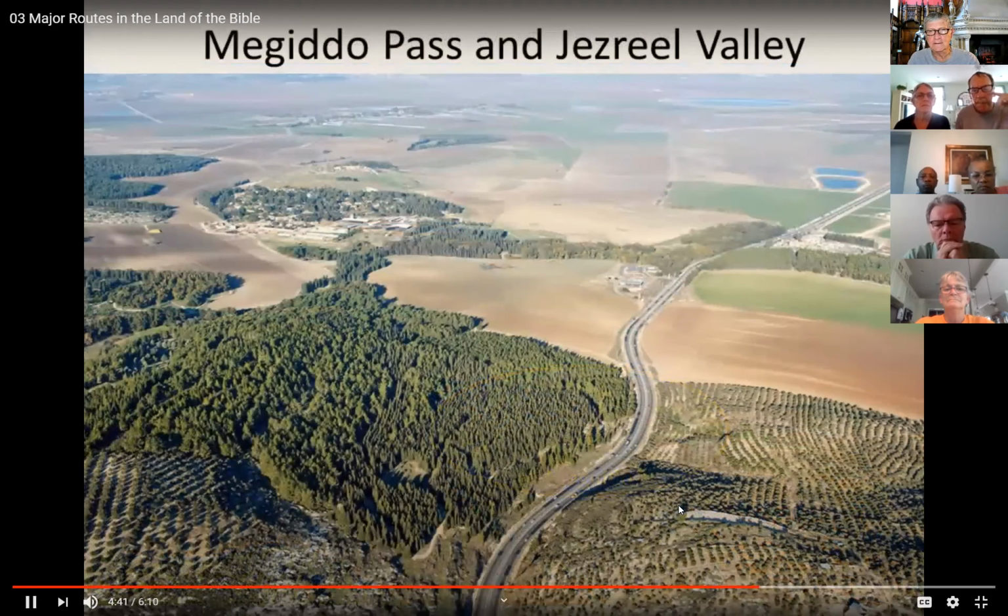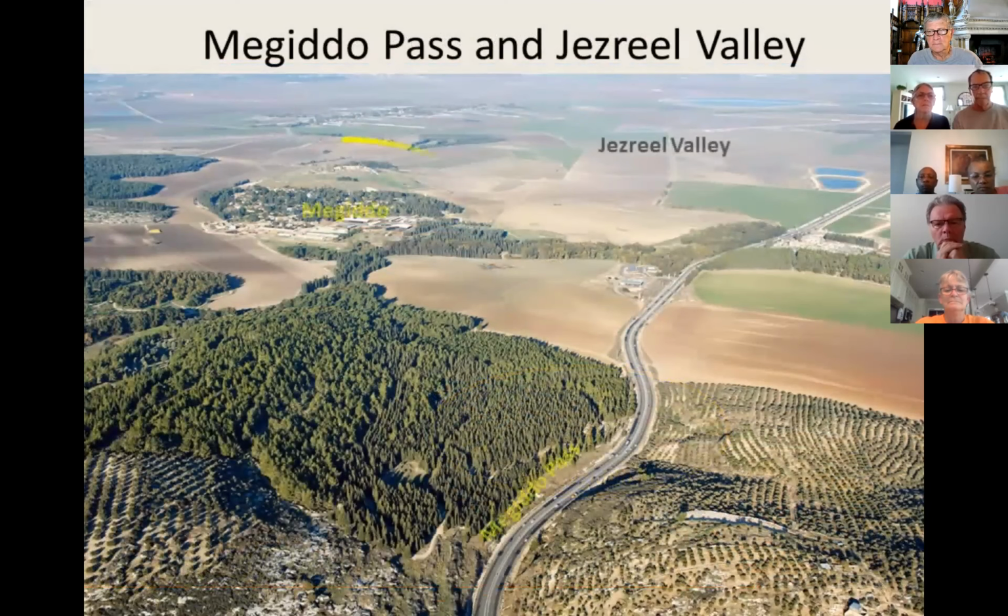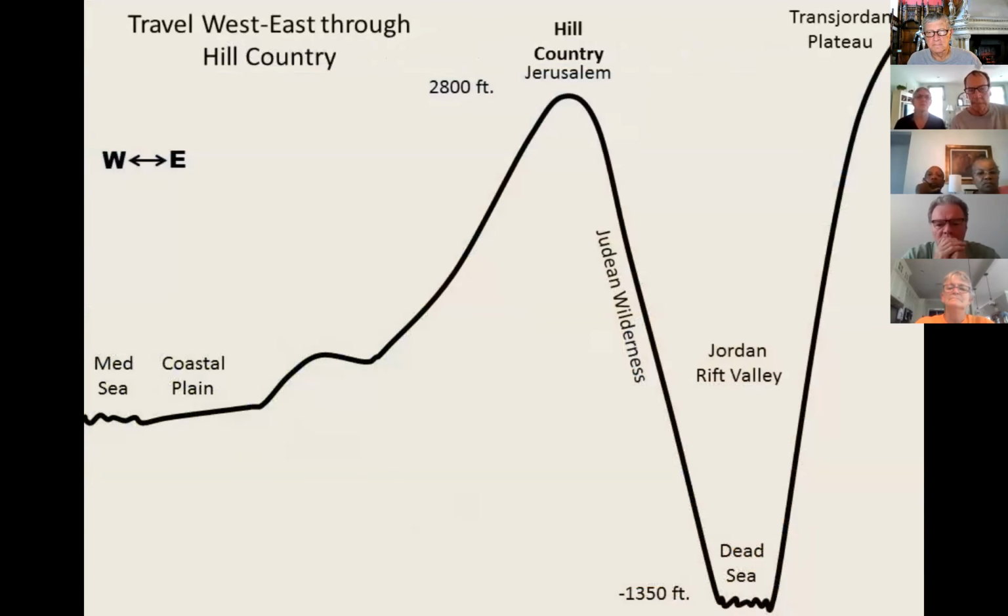As in biblical times, the modern highway comes through the Megiddo Pass into the Jezreel Valley. There are other east-west passages through the hill country, but none are as convenient as the Jezreel Valley.